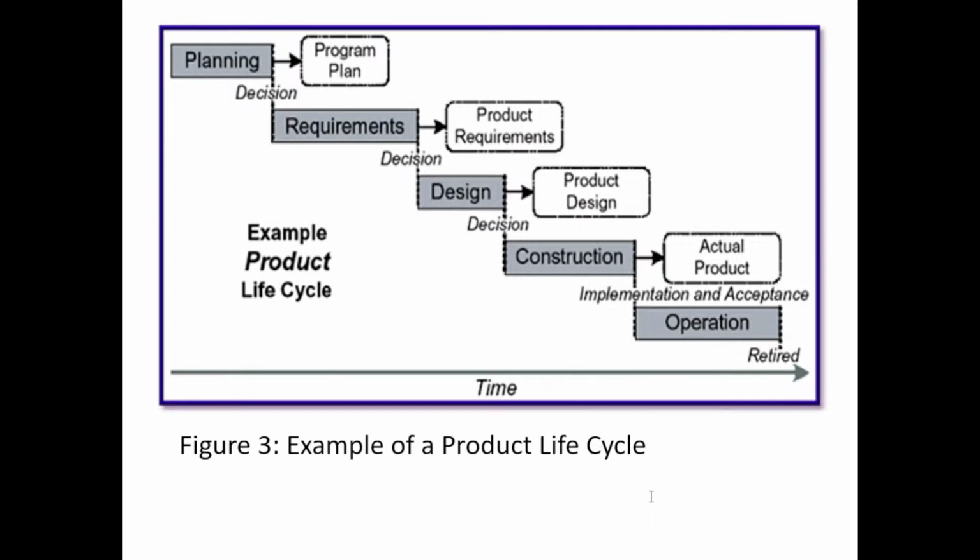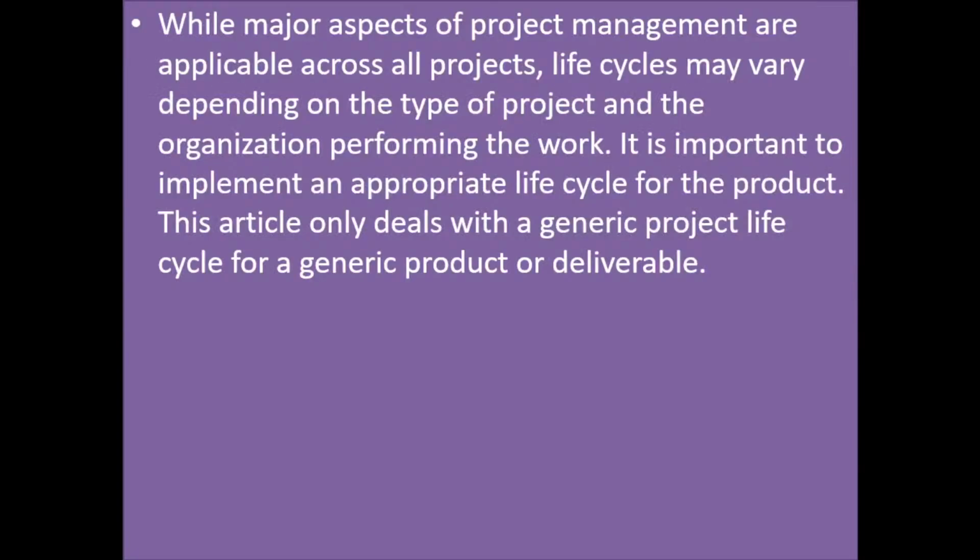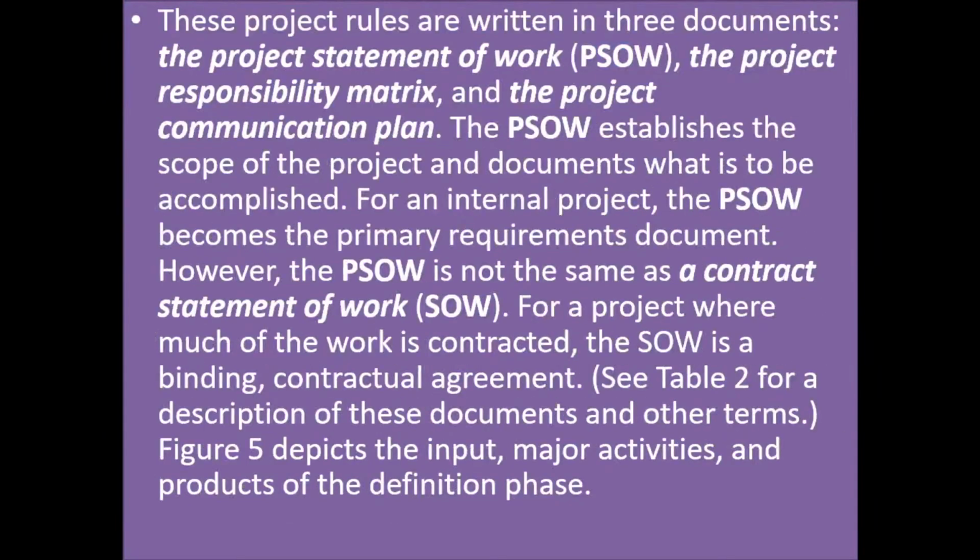Yes, go down again here. We say the project rules are written in 3 documents. The documents are the project statement of work, the project responsibility matrix, and the project communication plan. So if you have these 3 documents, you will know where somebody was, even if it's Julius Berger, even if it's RCC, you know where they were on a project, where they are, where they will be. It's these 3 documents that will give you a guide.